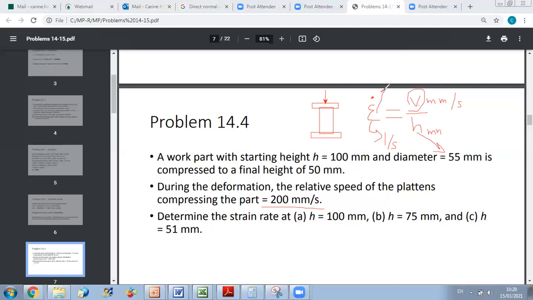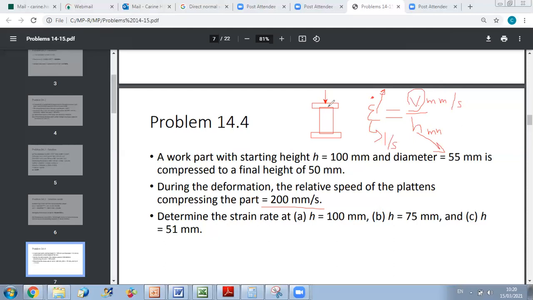So when you perform a tensile or compression test, here in a compression test, if you fix the velocity, the strain rate will increase with time. If you do a tensile test and you fix the velocity, then the strain rate will be reduced with time. So if you wish to increase the strain rate, you should increase your velocity.